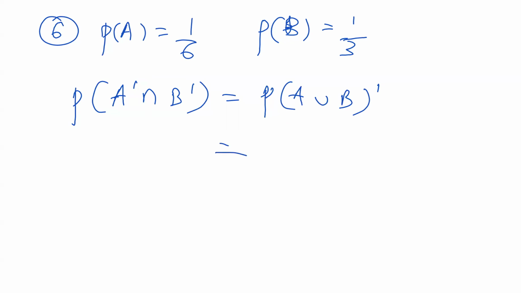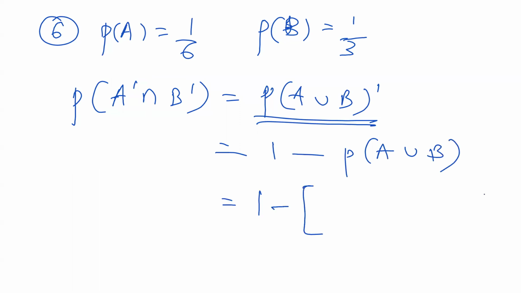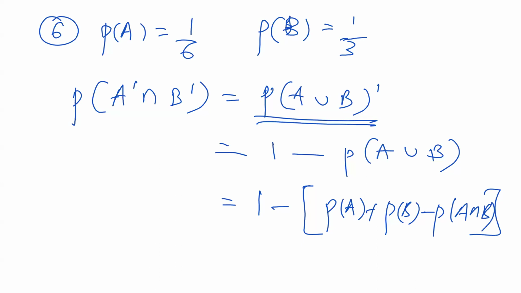And P of A union B complement is 1 minus P of A union B. So that is equal to 1 minus P of A plus P of B minus P of A intersection B. A intersection B will be 0 because in the same race how can both win. Okay, so mutually exclusive events. So this is 1 by 6 plus 1 by 3. You can calculate this further and get the answer.